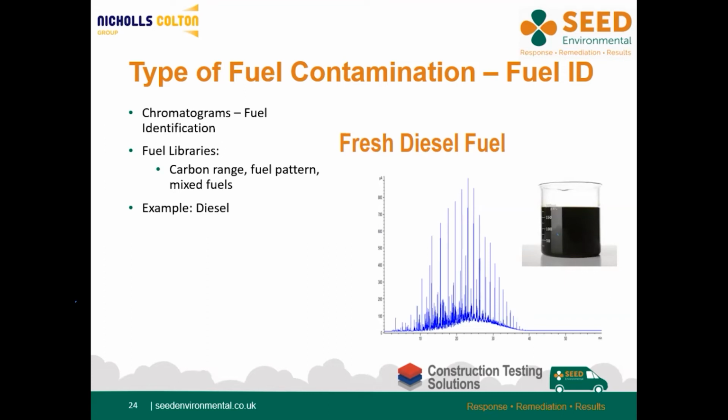This is fresh diesel, and it elutes between C12 and C20 and has a specific pattern with n-alkanes eluting at regular intervals. Chemists use libraries and reference chromatograms to identify fuels. Fortunately, we've built a comprehensive library. Petrol range organics will elute first because they have light boiling points, and then you get diesel followed by mineral oil.